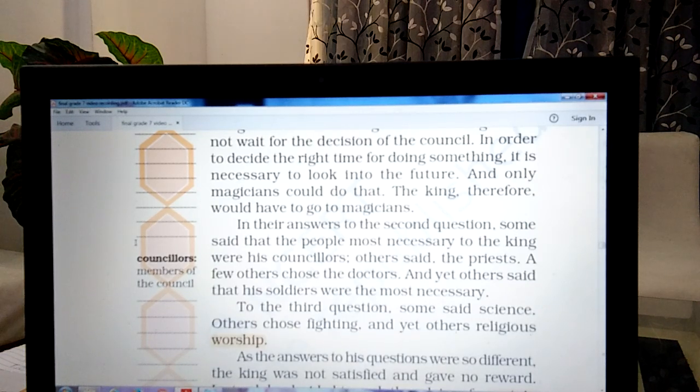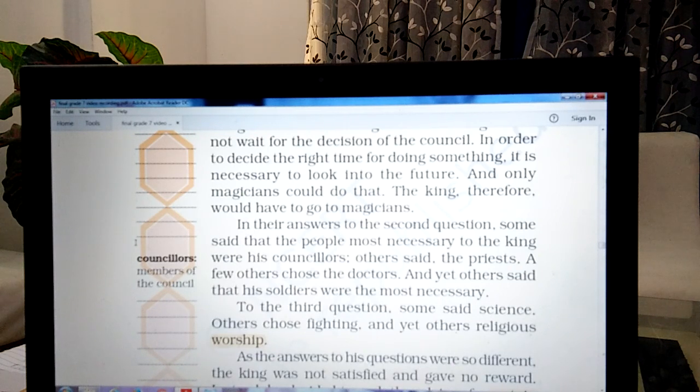Let's see. In their answers to the second question, some said the people most necessary to the king were his counselors. Agreed. Others said the priest. I don't know. A few others chose the doctors. A doctor's job is to look after the patients. And yet others said that his soldiers were the most necessary. He has so many soldiers whom he will approach at a time.